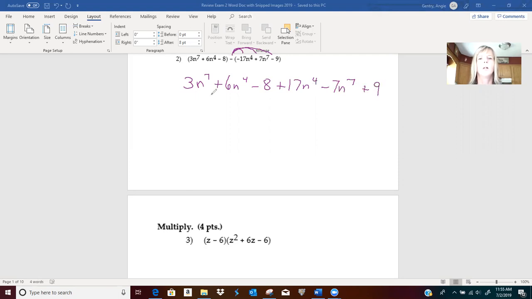And then you ask, do I have any like terms? You have 3 apples minus 7 apples, or think dollars. I always say think money. If I have $3 in my account and then I write a check for $7, I'll have negative 4n to the 7th in this case, plus 6n to the 4th, plus 17n to the 4th. So you combine them for a total of 23n to the 4th. Then you have a negative 8 and a positive 9. If you had negative 8 in your checking account and you deposit 9, you have positive 1. And that's the end of the story on that one.